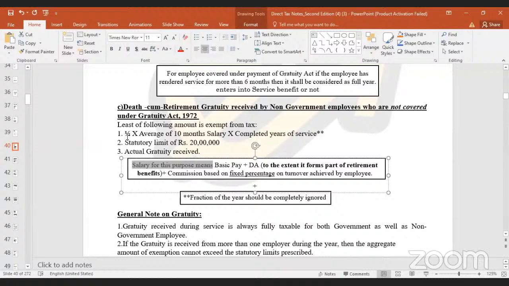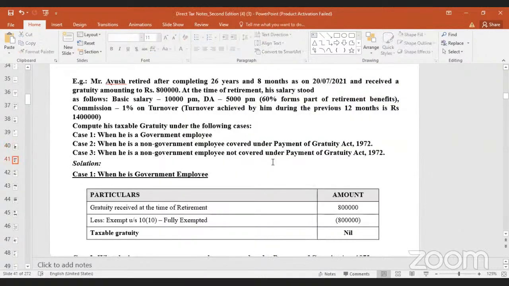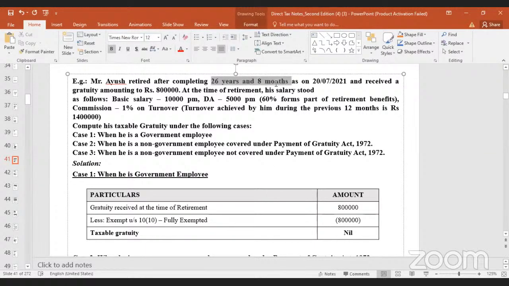This is a salary. But over here they're asking you the average of how many months' salary? Here they're asking you the average of 10 months' salary. That's why you require an average of 10 months' salary. Next one: a fraction is going to be completely ignored. Please remember this. In this question, he has served for 26 years and 8 months. What is going to be completely ignored? The 8 months is going to be completely ignored. So we'll be considering only 26 years.